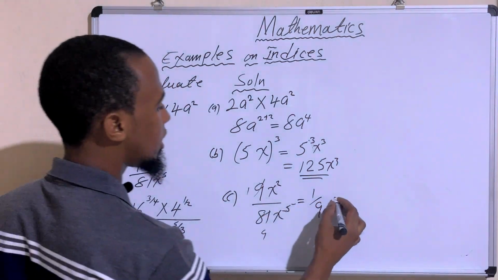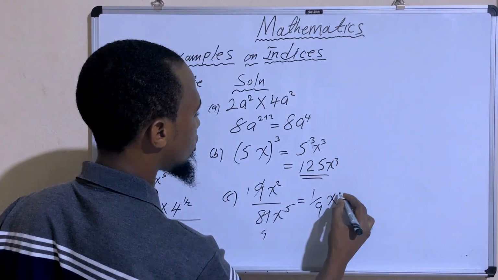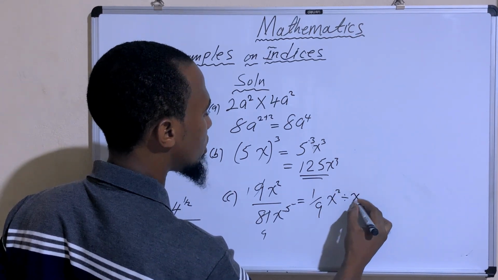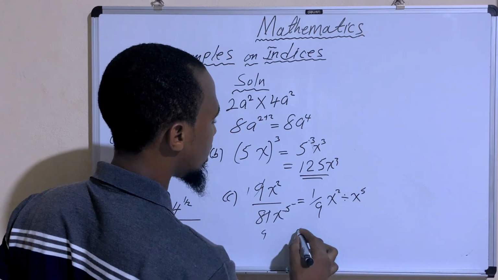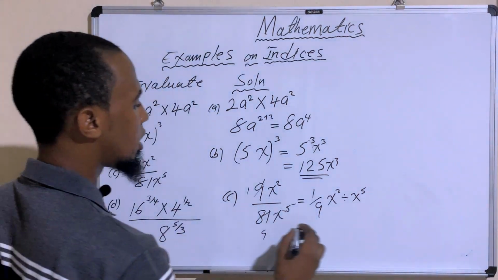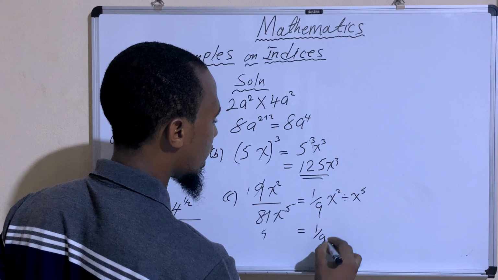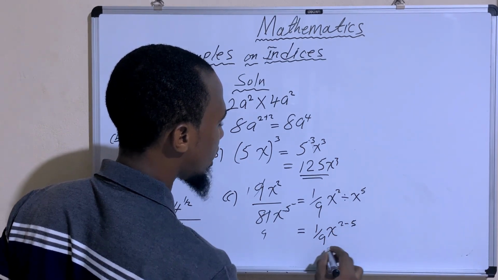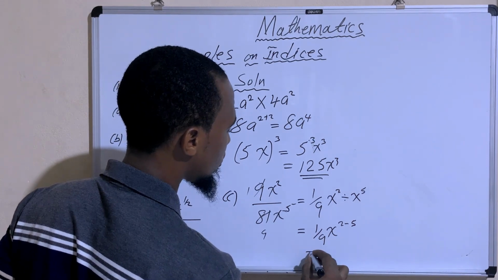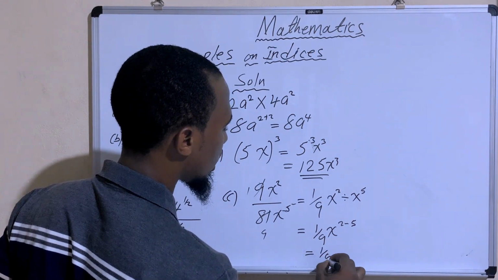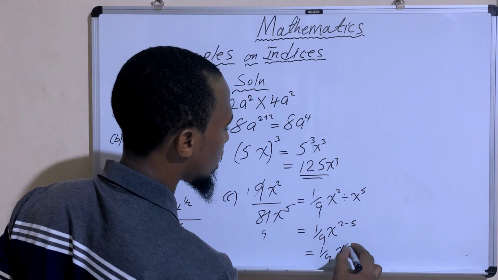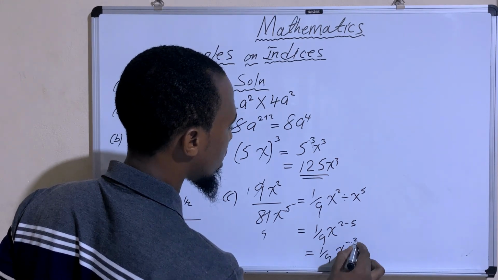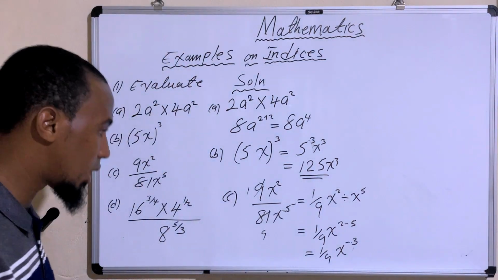Now I can write them in this format: x square divided by x to the power 5. This is going to give us 1 over 9 x to the power 2 minus 5. This is going to give us 1 over 9 x to the power minus 3. That is our final answer.